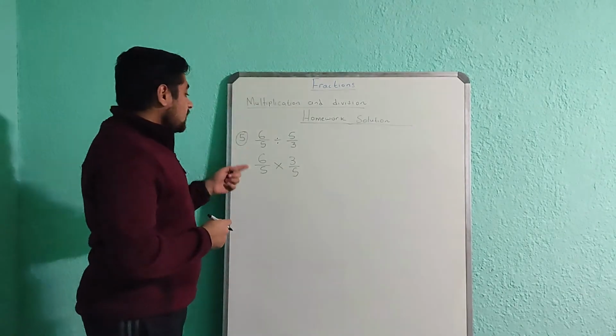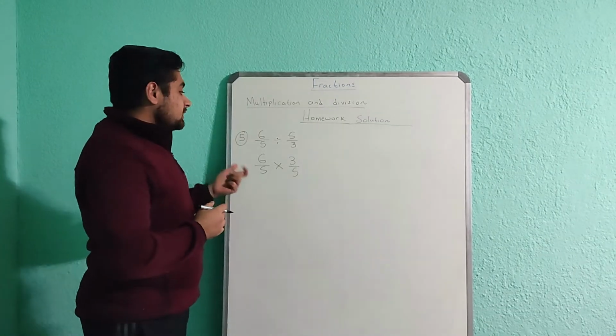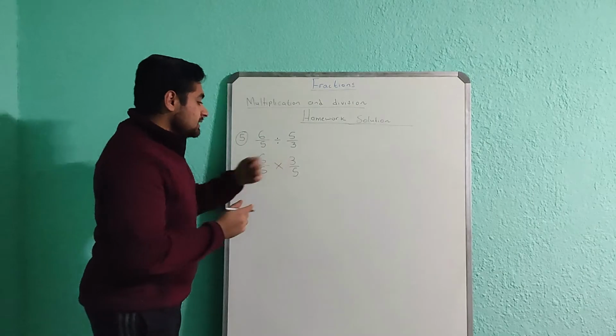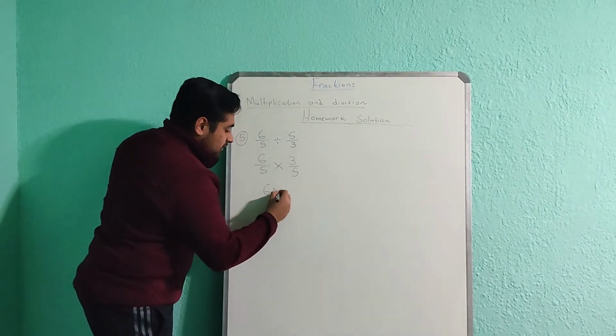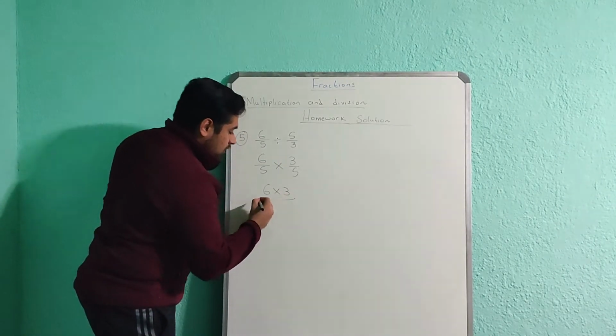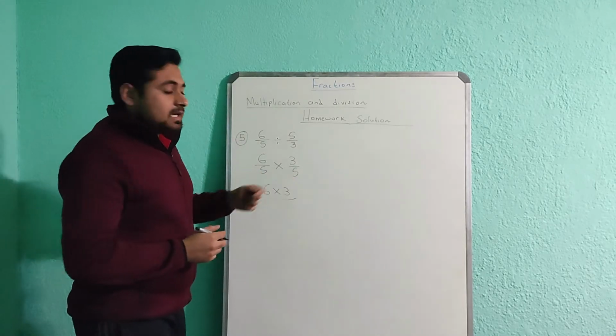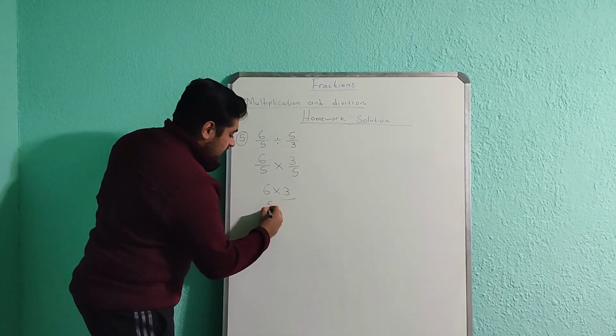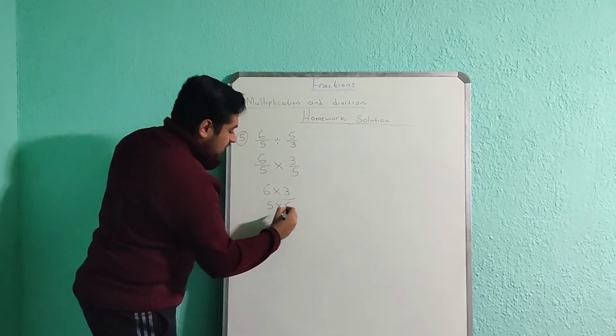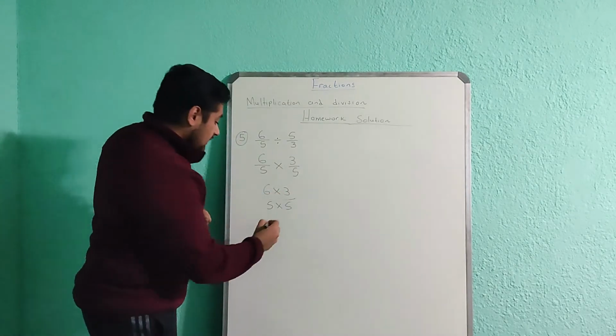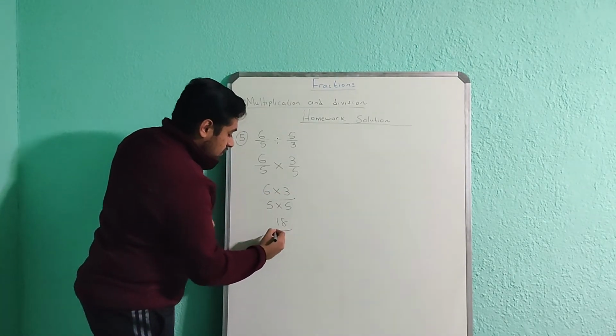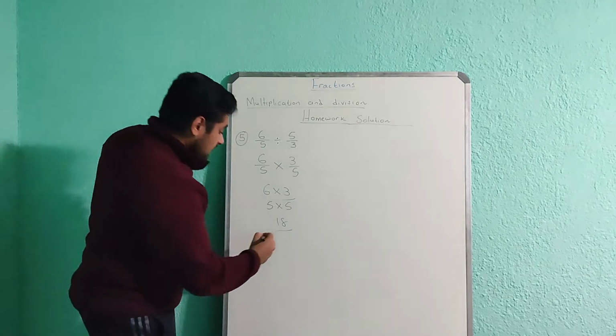Now these are all the multiplication steps. So what does the multiplication step say? Numerator times numerator. So we got 6 times 3 all over denominator times denominator, which is 5 times 5. So what is 6 times 3? 18. What is 5 times 5? 25.